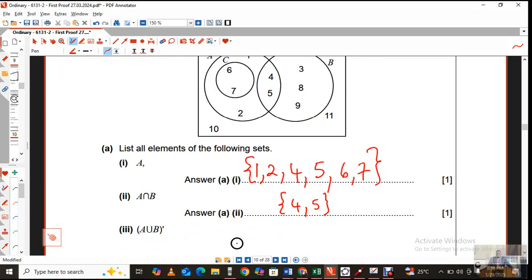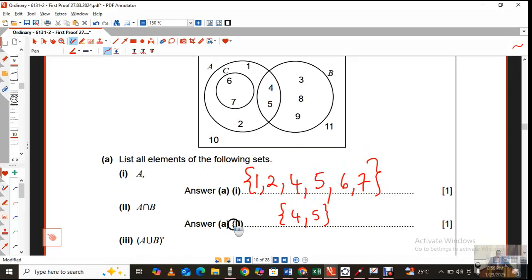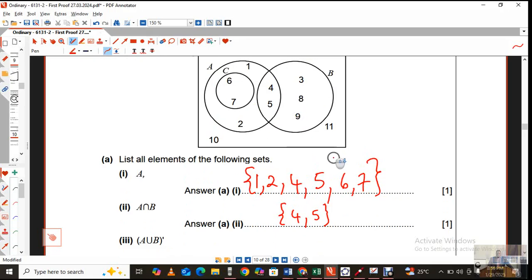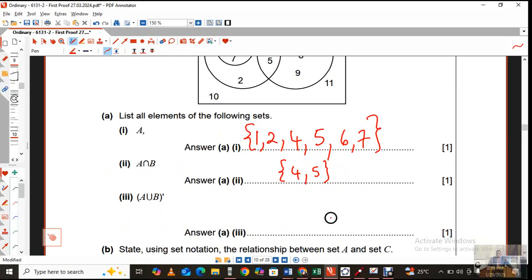Part B or A Roman 3. The union of set A and B complement. If you take the union, everything in A and B together, what is not there is the stuff that is in the outside, which is 10 and 11. And you can see they are on the outside. So that's simple. Here you will be writing 10 and here you're writing 11.